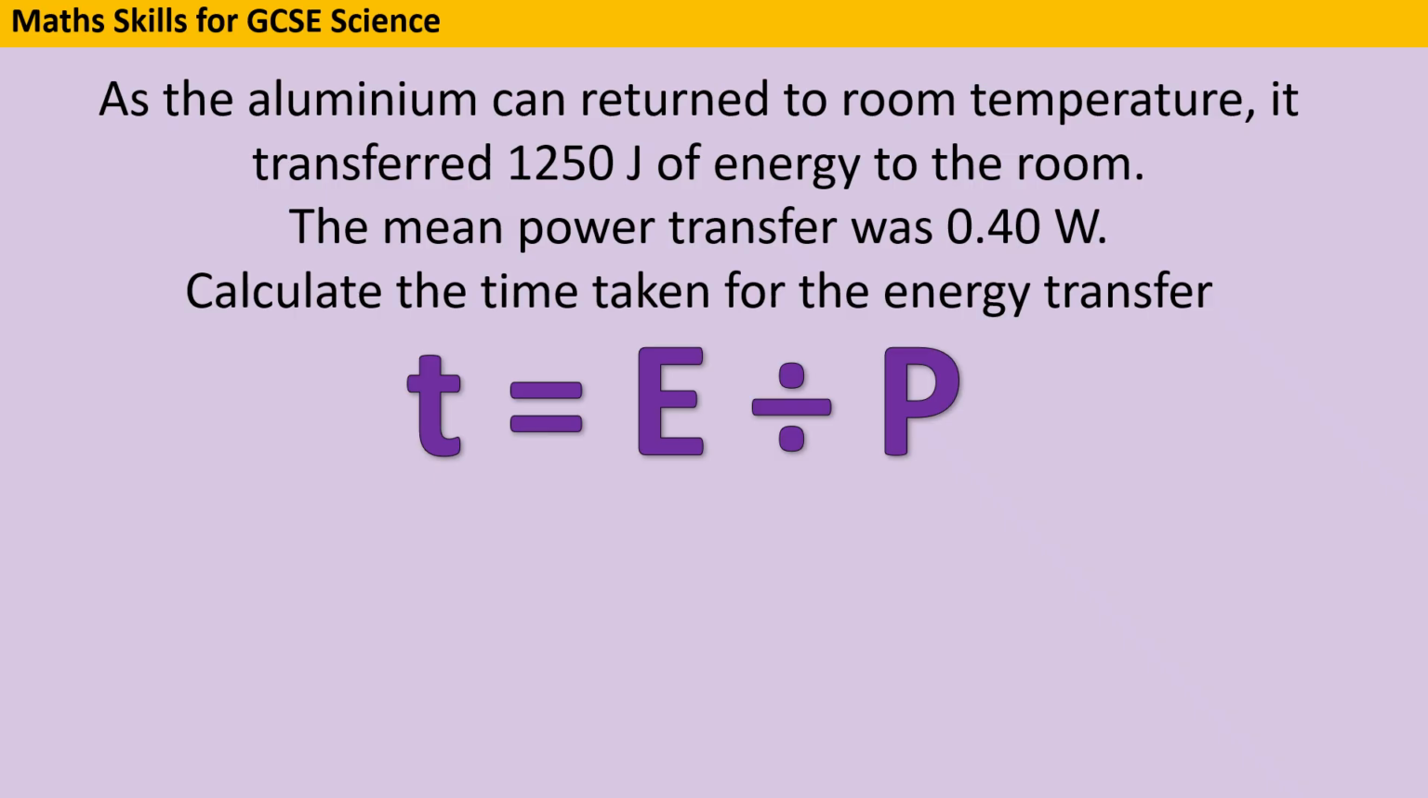The reason that I say that this is a very straightforward question is firstly because we are given the calculation, and secondly because in the wording of the question we haven't just been given the units for these different numbers, we've also been told what they are. So it says here that we have 1,250 joules of energy, and so even if we didn't know that joules was the unit for energy, we would understand that 1,250 needs to go in place of the E in this equation. And then likewise 0.40 watts, but it also says power transfer.